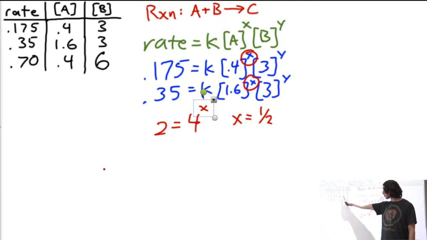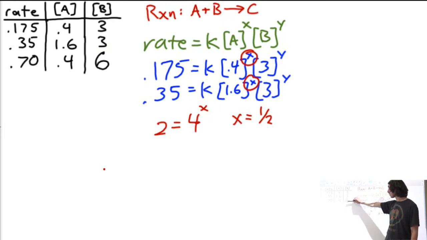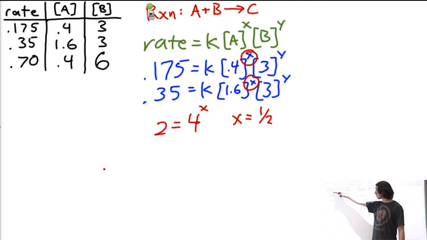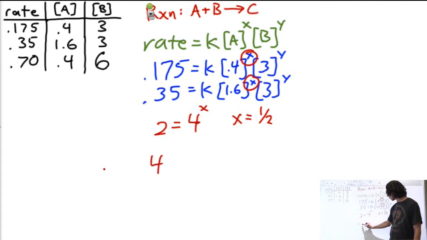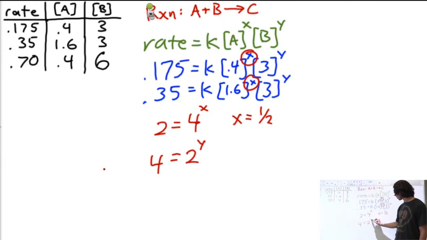Here we're comparing line 1 on the table to line 3 on the table. So the concentration of A is 0.4 in both, so the concentration of A is constant. The concentration of B doubles, and the rate goes from 0.175 to 0.70. The rate quadruples. So here we have a quadrupling of the rate due to a doubling of the concentration of B. So 2 equals 4 to the y. Here you can say that y is now equal to 2.